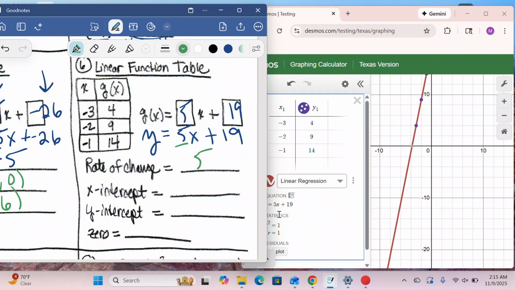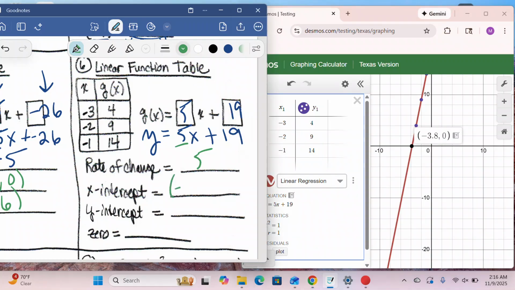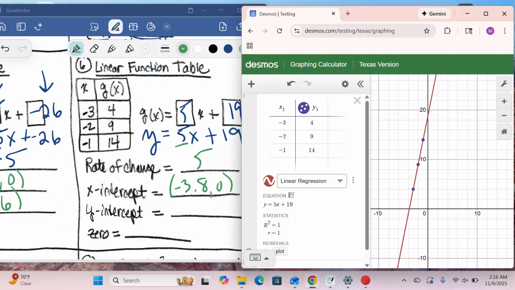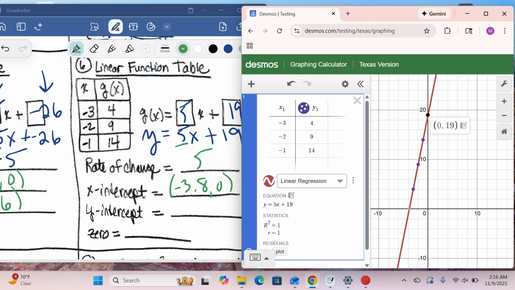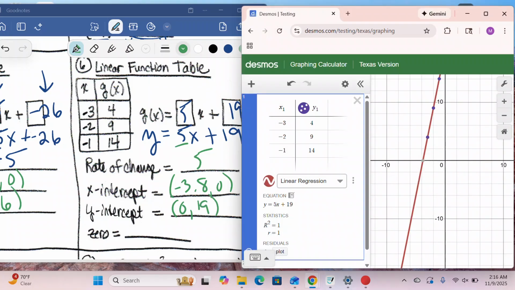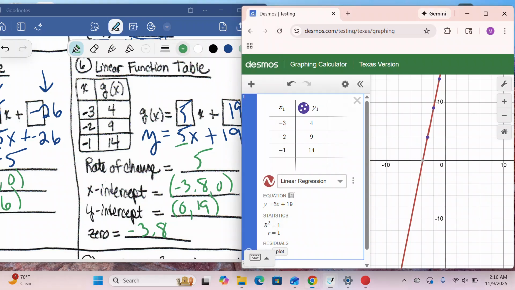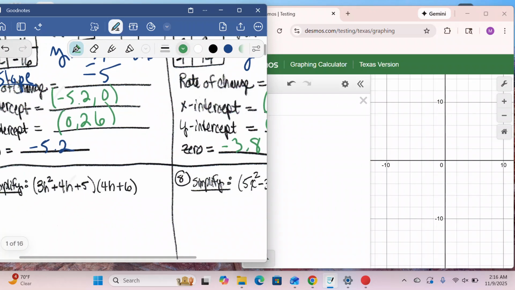My x-intercept, I'm going to come to my graph, and I'm going to put it negative 3.8, comma, 0. And my y-intercept, I'm just going to find it on the graph. I'm going to look for my y-intercept, and it is 0, comma, 19. And once again, my x-intercept is the same as my 0, so my 0 is negative 3.8. So once again, I have my x-intercept, I have my y-intercept, I have my 0, and I have my rate of change. So once again, with learning how to do the Desmos, Desmos does everything for us.